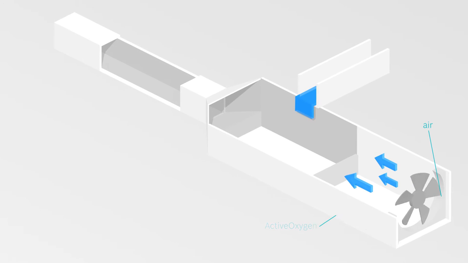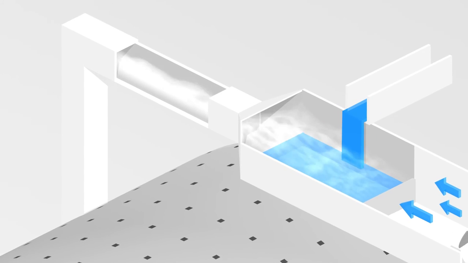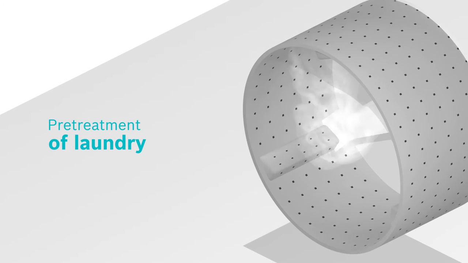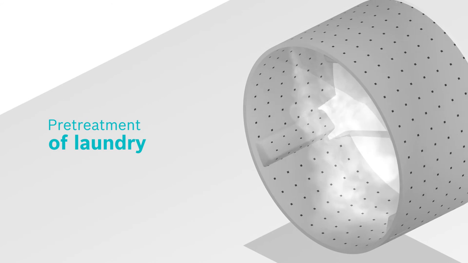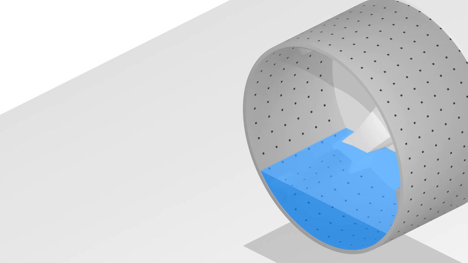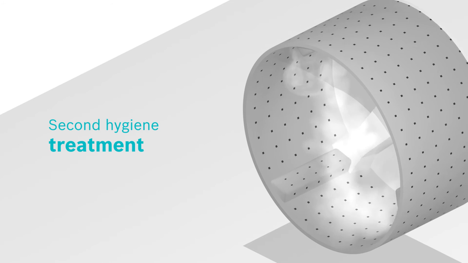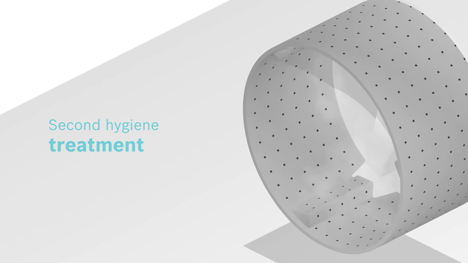First, surrounding air is drawn into the washing machine and transformed into active oxygen. Then a cold fog is produced, which transports the active oxygen into the drum. Before the beginning of the wash cycle, active oxygen pre-treats your laundry and starts removing germs and bacteria. At the end of the wash cycle, a second active oxygen treatment gently removes all remaining germs and bacteria.